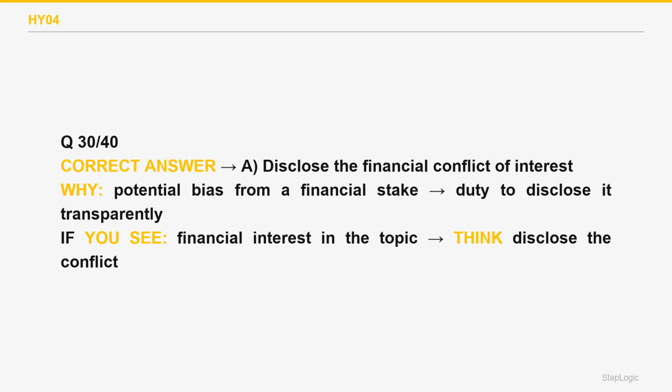Hiding the relationship to appear objective is the opposite of the required transparency and erodes trust if later discovered. Choice B, wrong. Doing nothing because stock ownership is legal confuses legality with the ethical duty to disclose a potential bias. Choice E, wrong. The obligation is to disclose the financial conflict of interest.